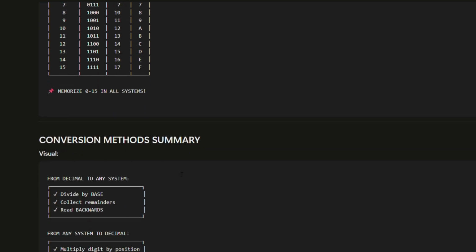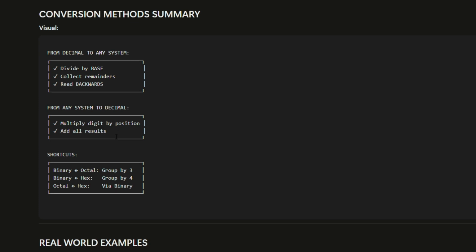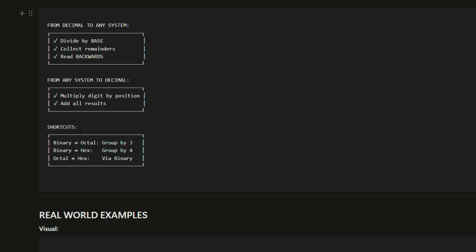So a quick summary: if I want to convert from decimal to any of the systems, I'll have to divide by its base, collect the remainders, and then read it backwards. If I have to convert from any system to decimal, then I'll have to multiply each digit by its position value and then add all the results. The shortcuts that we've learned so far: if I have to convert from binary to octal, I'll group by 3. If I have to convert from binary to hexadecimal, I'll group by 4. If it's from octal to hexadecimal, then it's via the binary bridge.